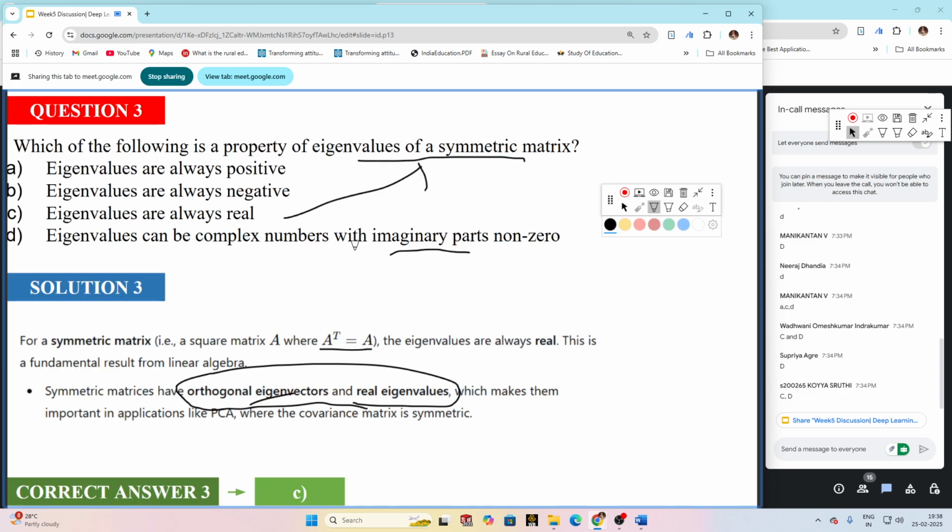Sorry, why is it not a complex number? This is a characteristic of a symmetric matrix. This is fully related to your mathematical part, so you can just revise your eigenvectors and eigenvalues.